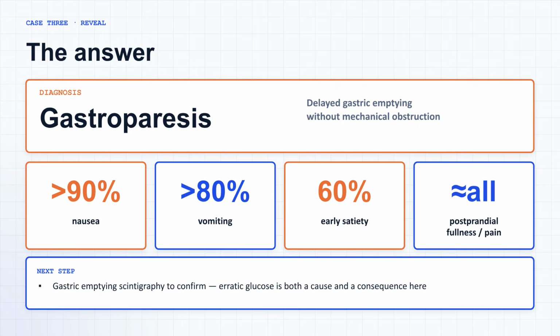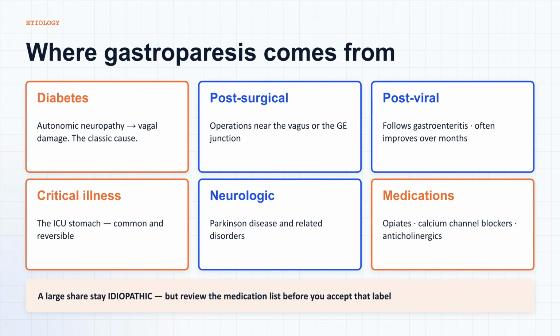Notice also what is missing. No weight loss, no mass, and no obstruction. This is a motility problem. Where does gastroparesis come from? Diabetes is the classic cause, acting through autonomic neuropathy that damages the vagus nerve.